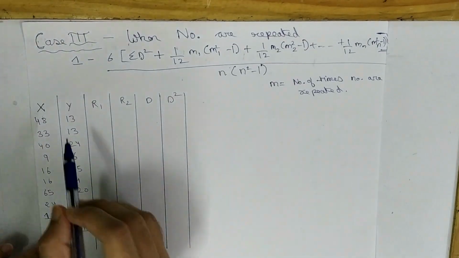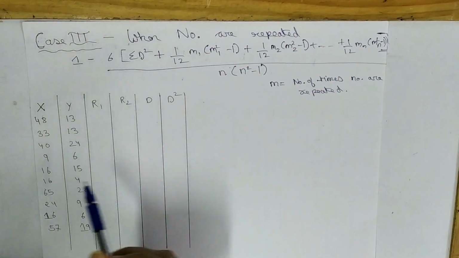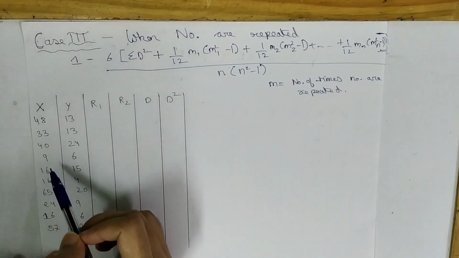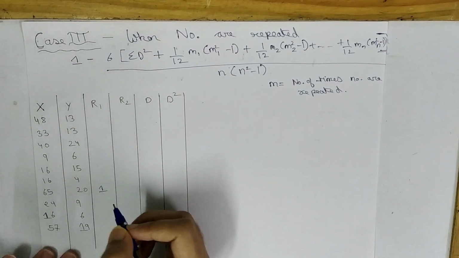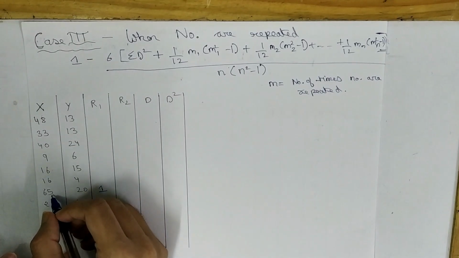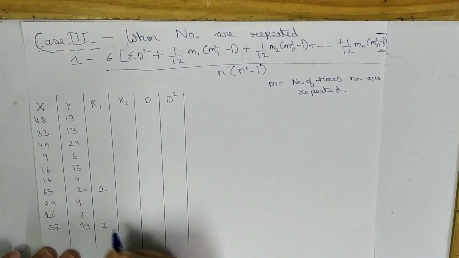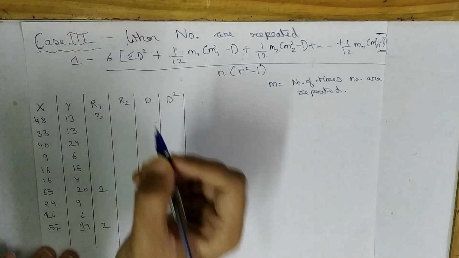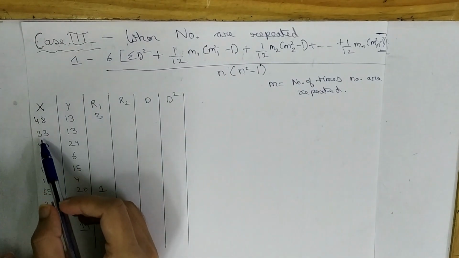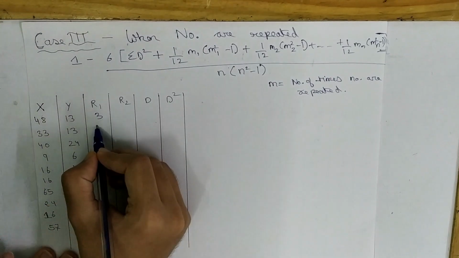Now first of all we find the rank. In this the biggest number is 65. So rank 1 is 65. After 65, 57 is the bigger number. After 57, 48 is the biggest number. After 48, 33 is the biggest number.